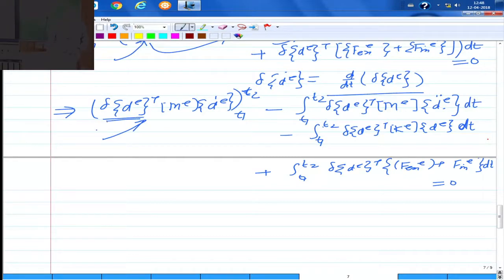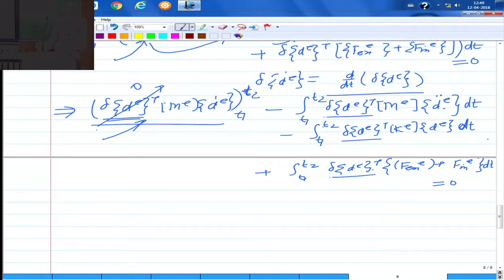So we are going to say that this term is equal to 0 at t1 and t2, therefore this whole expression is 0. This boundary term, at time instances t1 and t2, cannot have any variation in dE. We know the configuration at t1 and t2, so this term should be 0. Then what we are left with is this. In all the terms you will find that there is a delta dE transpose.